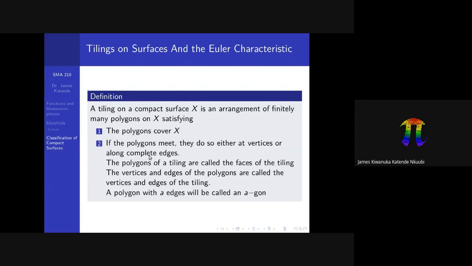But we have some more terminology. The polygons that make up this first part are usually called the faces of a tiling, and the vertices and edges of the polygons are simply the vertices and edges of the tiling as well. Now, the polygons can be of different sizes, and a polygon with A edges will be referred to as an A-gon. So if it has 4 edges, we refer to that as a fourgon. If it has 10 edges, we'll say it's a tengon, and so on. That's the terminology we shall use.